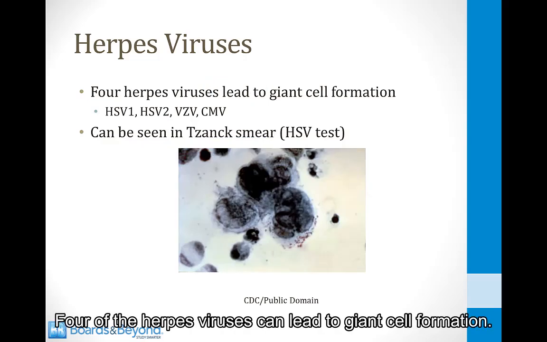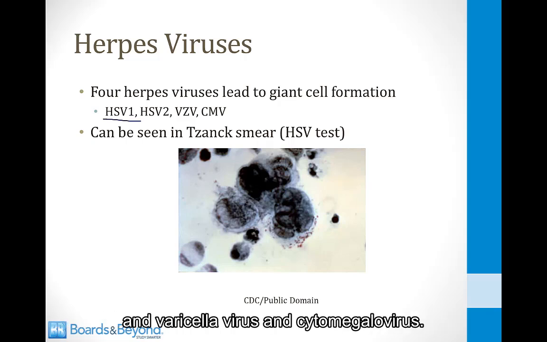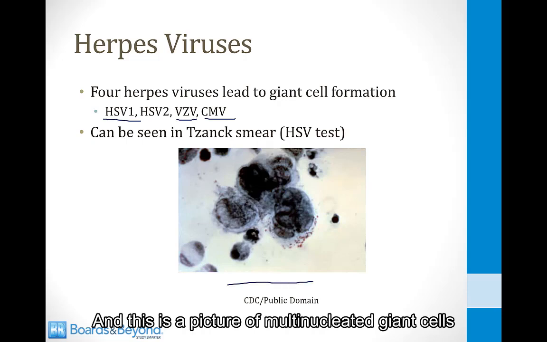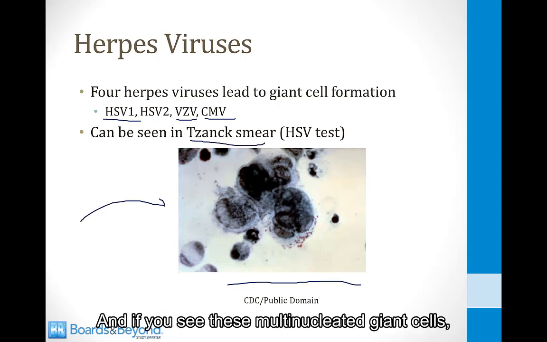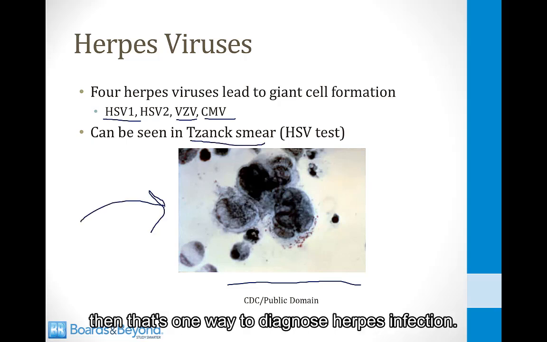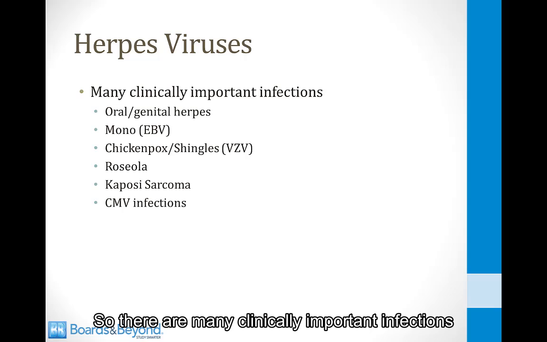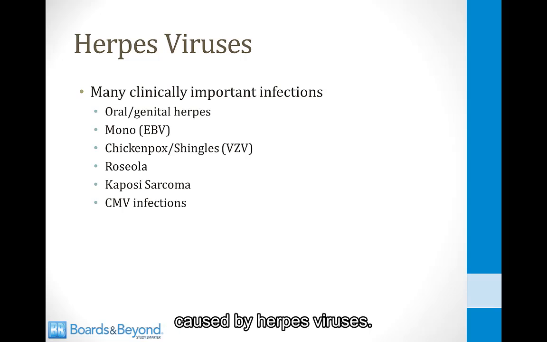Four of the herpes viruses can lead to giant cell formation. These are herpes simplex virus 1 and 2, and varicella virus and cytomegalovirus. And this is a picture of multinucleated giant cells on the screen here. And one of the ways you can diagnose a herpes simplex infection is to take a scraping from a vesicle, we'll talk about this later, and look at it under the microscope. This is called a Tzanck smear, and if you see these multinucleated giant cells, then that's one way to diagnose herpes infection.